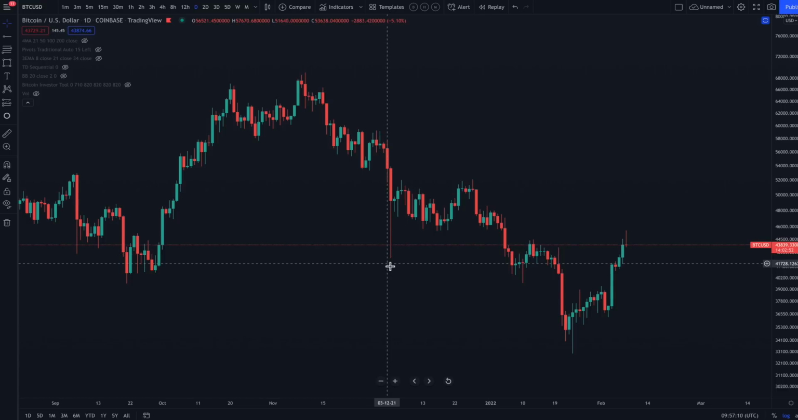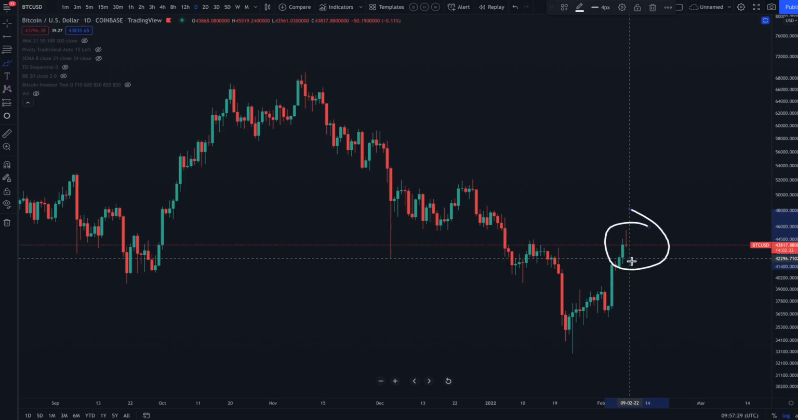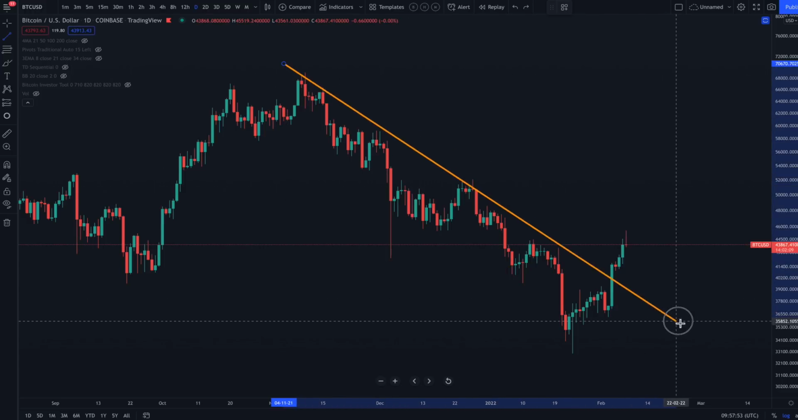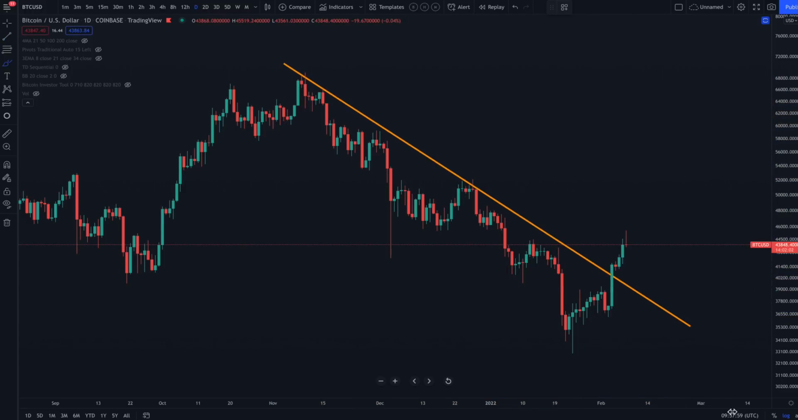So with that out of the way, this is currently where we're at. This is the daily candle. Currently it looks like a gravestone doji candle, but we've got about 14 hours to go yet. But the current price is at 43,800.